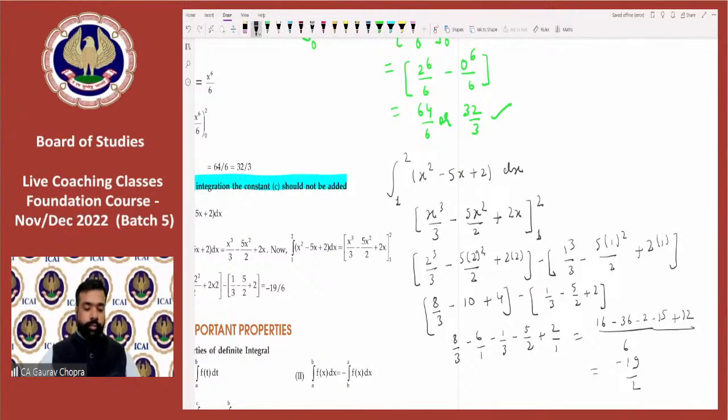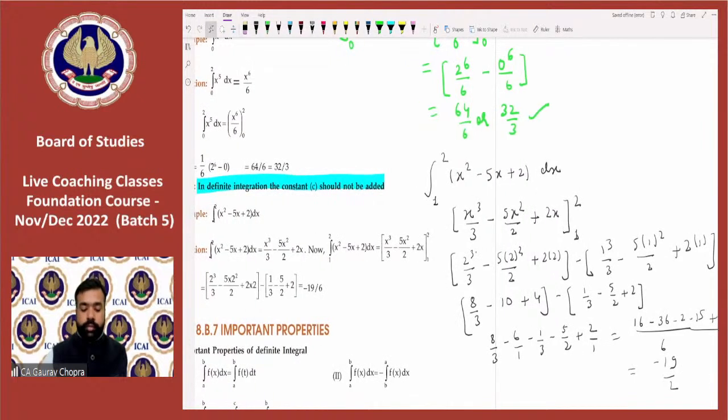Okay. So Lakshmi says looks very easy. Avinash also says very easy. All right.